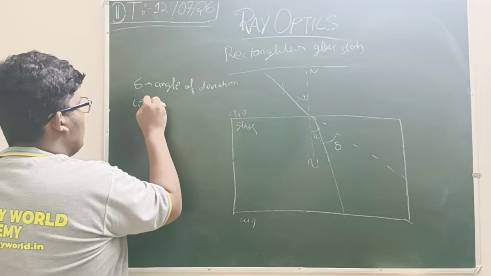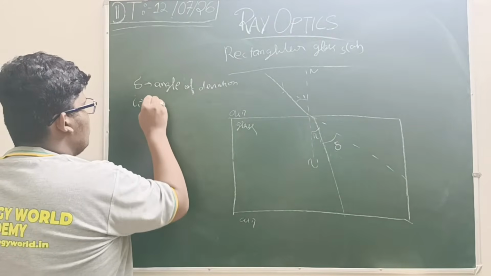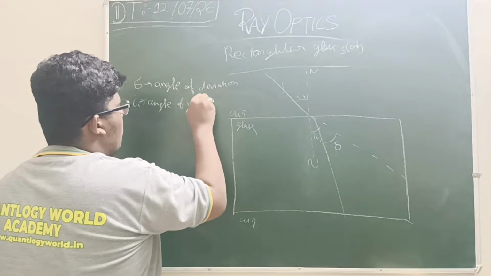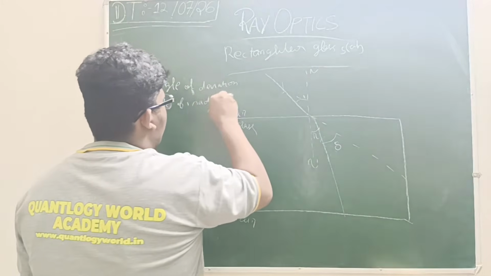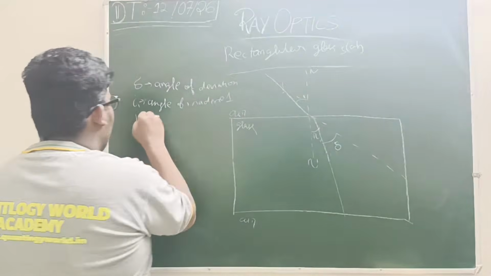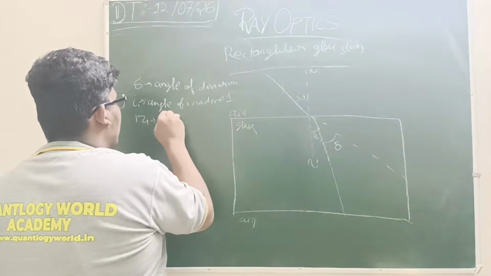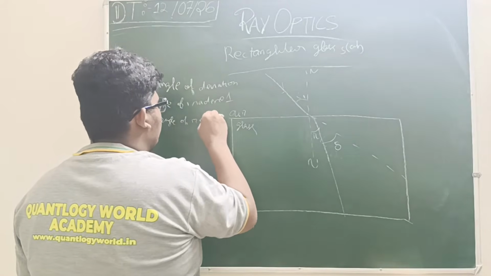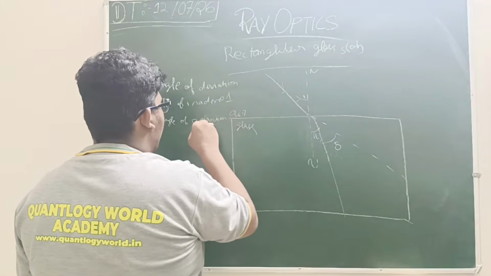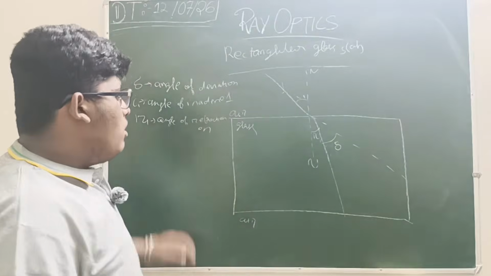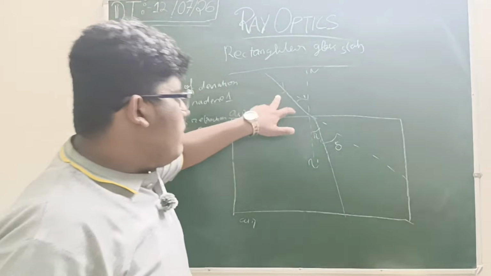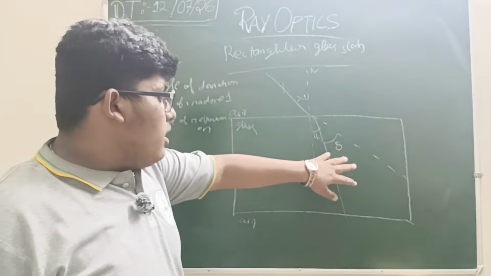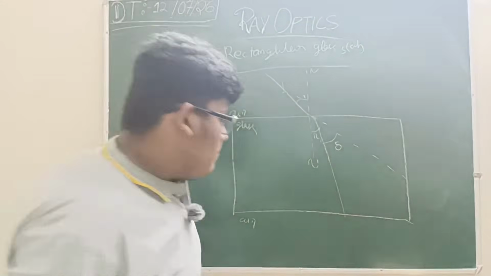I1 is angle of incidence 1. R1 is angle of refraction 1. So this is I1, this is R1, and this is sigma. What is sigma? It is the angle of deviation.